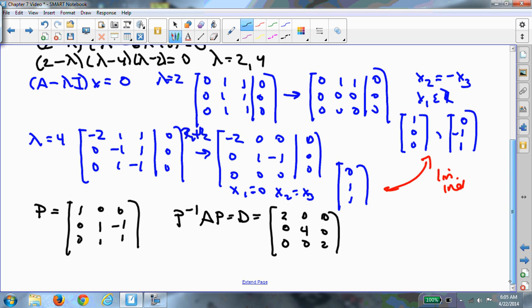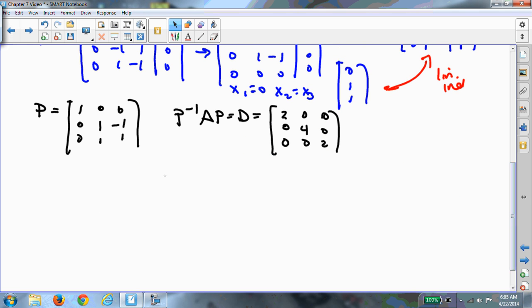So P inverse AP. Consequently, that also means that I can rewrite A as PDP inverse.